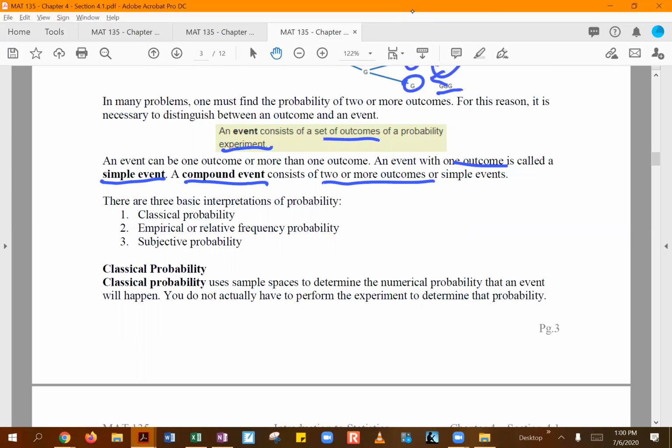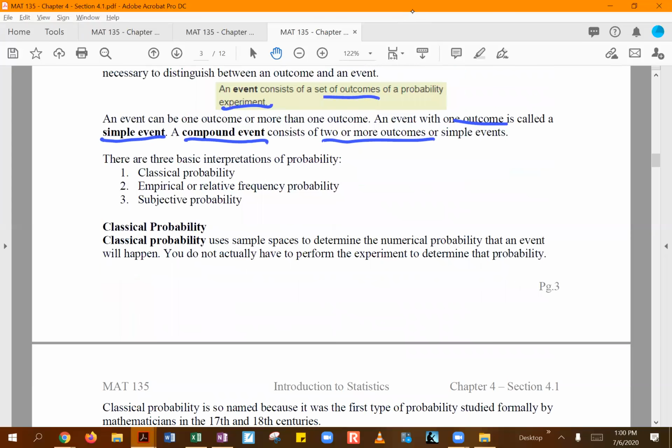We're going to talk about this in more detail tomorrow, but there are three basic interpretations for probability. We'll talk about classical, empirical, and subjective probability, and look at the differentiation between them. We'll pick up from here tomorrow. For today, we're done with chapter 3.